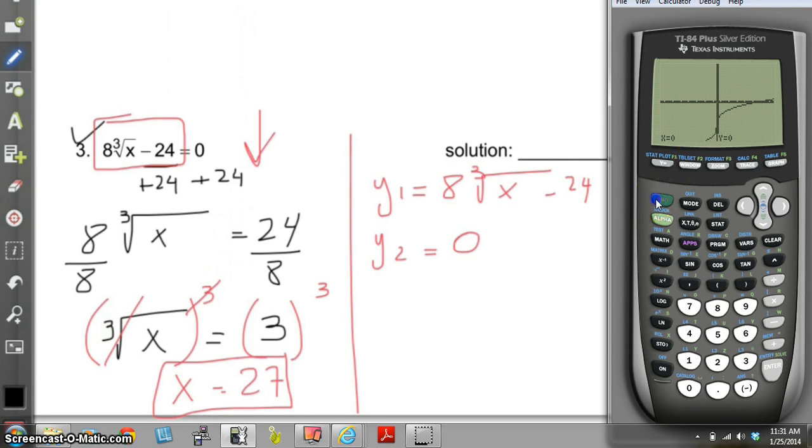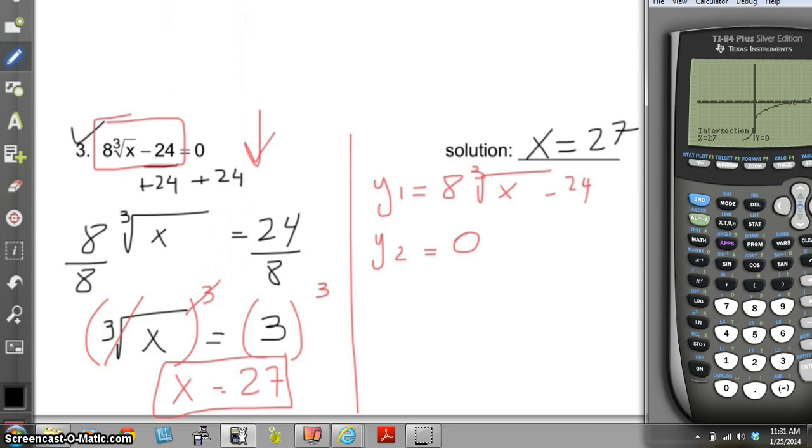So if there's no number, you have to find this intersection with the x-axis. So you go again to second, trace, number 5, which is intersect. Make sure that you see the cursor. If you want, move it to the point of intersection to be more precise, and then press enter 3 times. And then it will give you the intersection, which is 27, and there you go. Your answer is 27, so that is your solution. Again, if I ask you to show your work, you have to do it algebraically. If it's a multiple choice, you can just use your calculator to find the intersection.